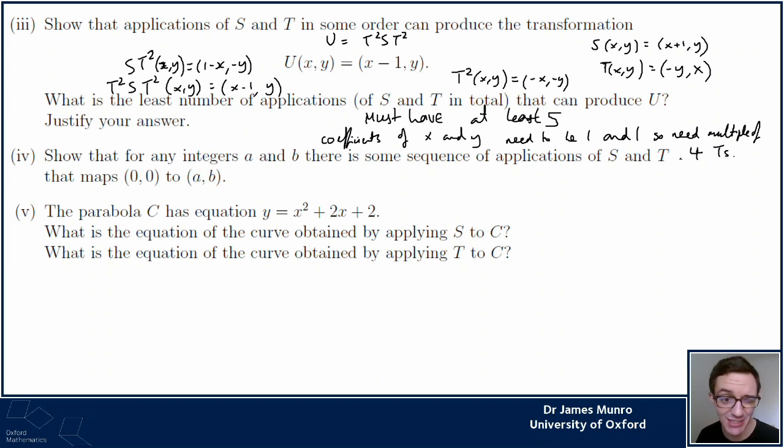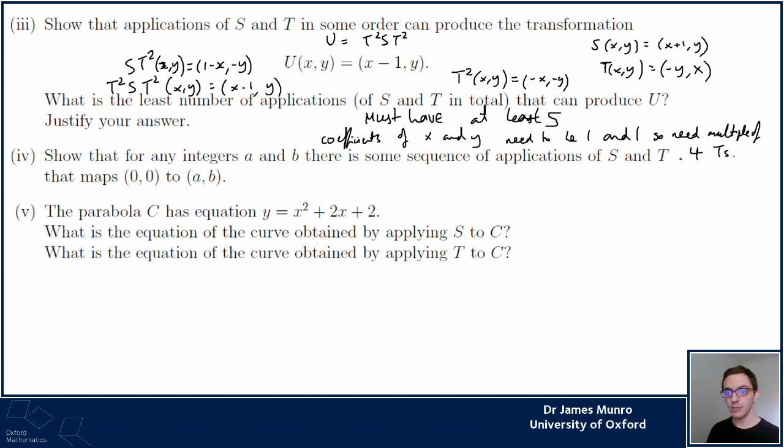There's a geometric interpretation here: t rotates the xy plane, and u is supposed to be a translation. It's not supposed to rotate the plane at all, so we need a multiple of 4 of those rotations by 90 degrees to get the plane back to the right orientation. That's if you want to do this with geometry. Okay, maybe not the sort of geometry that you're used to thinking about. Okay, algebra also fine.